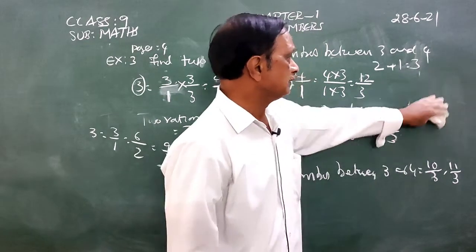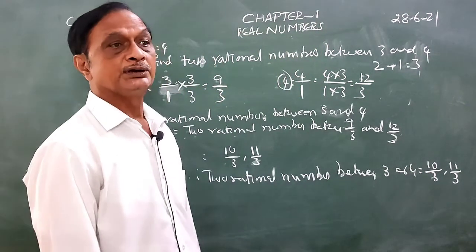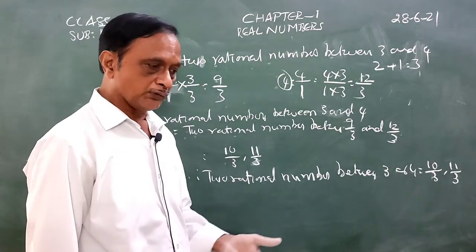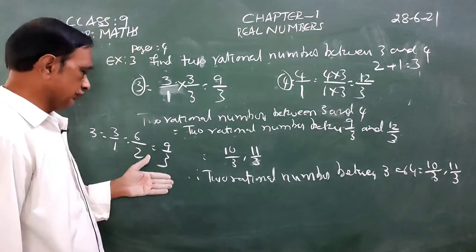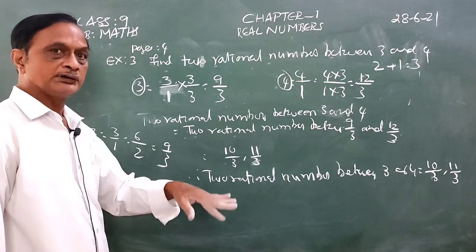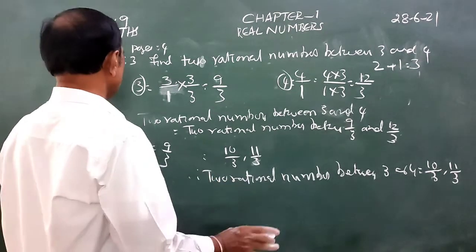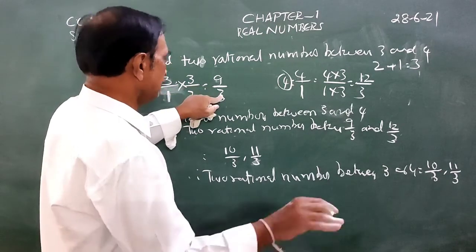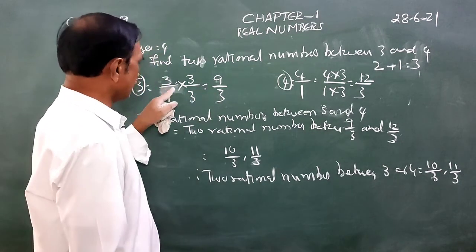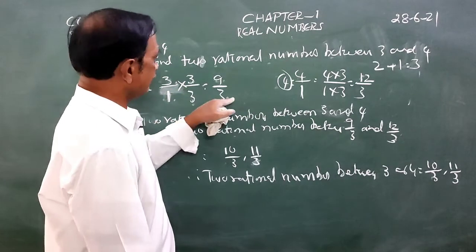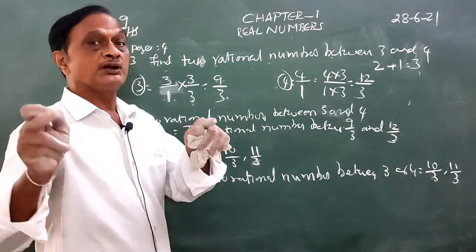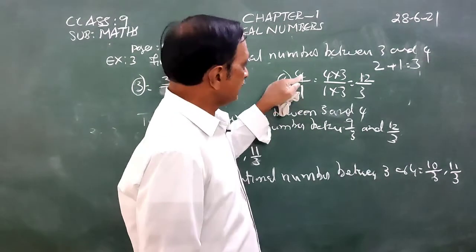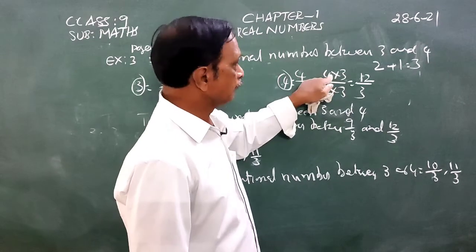Suppose if you want to get 15 rational numbers between 3 and 4. So is it necessary to take 3 by 1, 6 by 2, 9 by 3 until you get 15 as denominator? No need. Simply 3 can be written as 3 by 1. As you want to get the 3 as a denominator, multiply the numerator and denominator with 3. 3 times 3 is 9, 1 times 3 is 3. So 9 by 3 is the equivalent rational number of 3. And 4 can be written as 4 by 1. And multiply both numerator and denominator with 3. 4 times 3 is 12, 1 times 3 is 3.